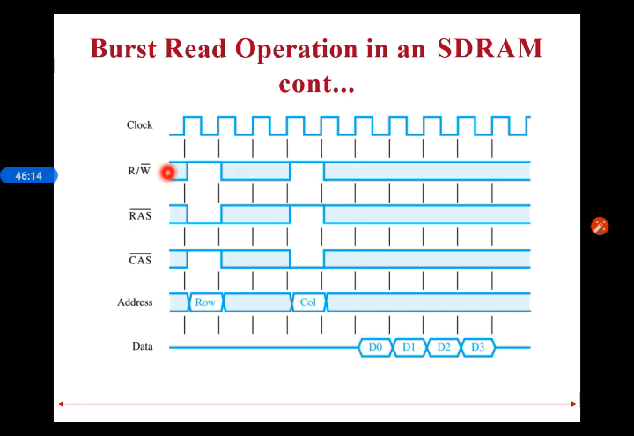Here we are initiating the read/write bar signal. Along with this RAS and CAS, we place the address. It will place the row address, and when CAS is active, it will place the column address, and after one clock pulse, the data is available on the data bus.